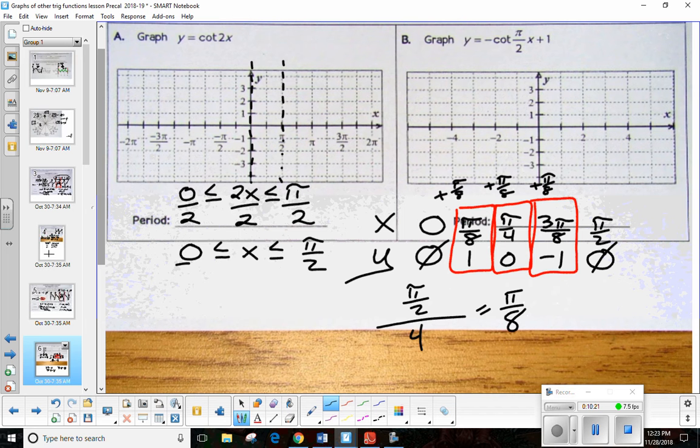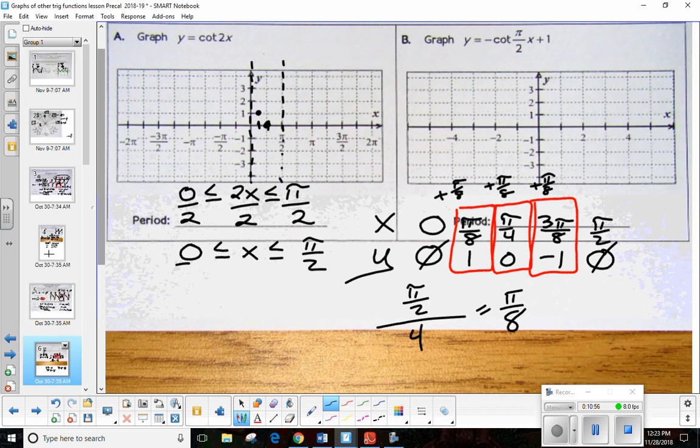So here we have pi over 2. What's halfway between those asymptotes? That's pi over 4. So where's pi over 8? Halfway between 0 and pi over 4. So this one we're just going to have to kind of estimate. It's going to be right there. That's pi over 4, but then we want to go up 1. And then we have pi over 4, 0, which would be right here in the middle.